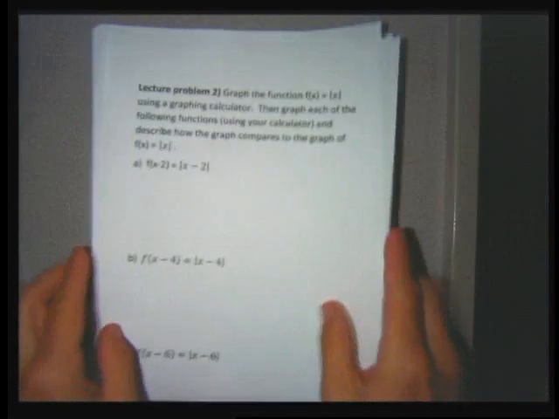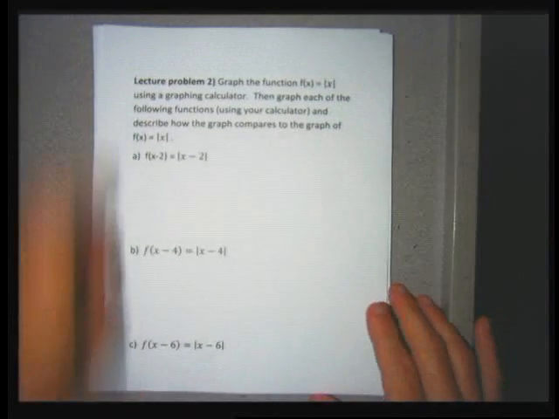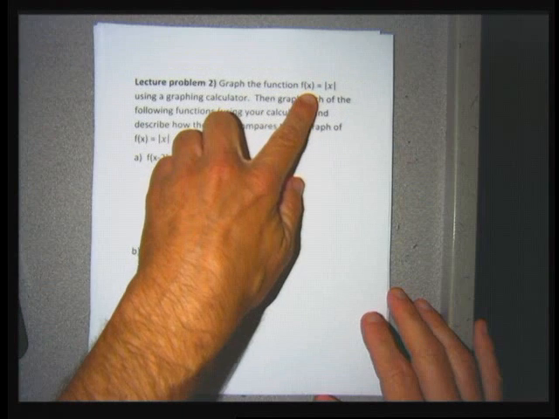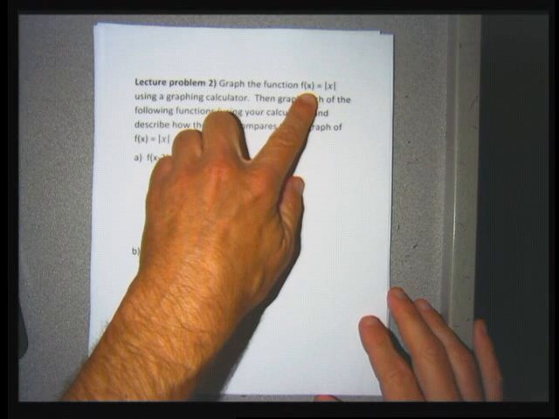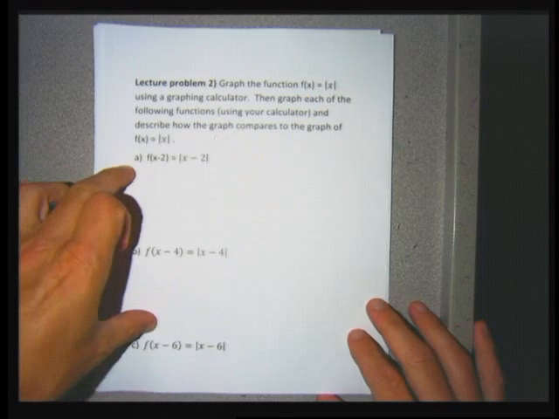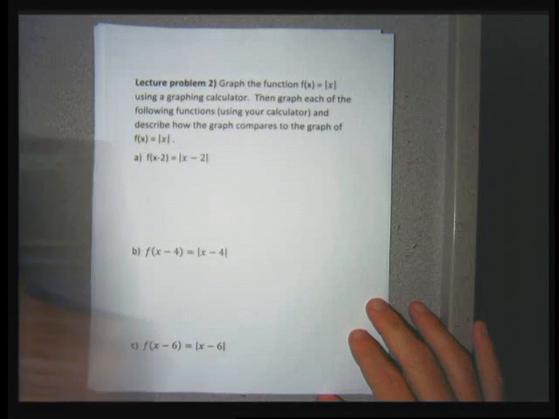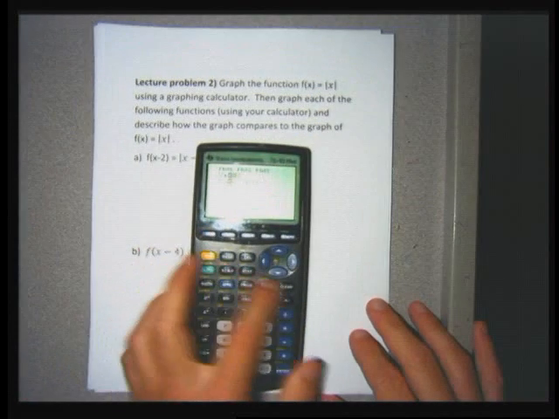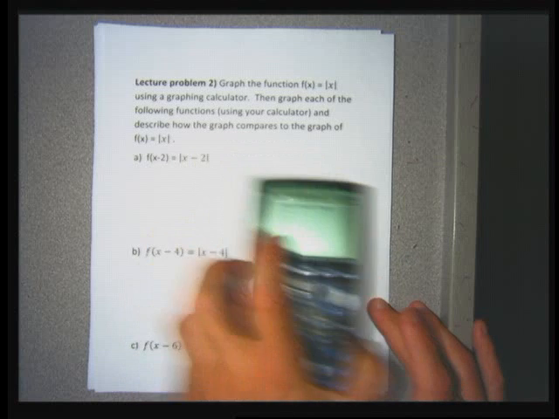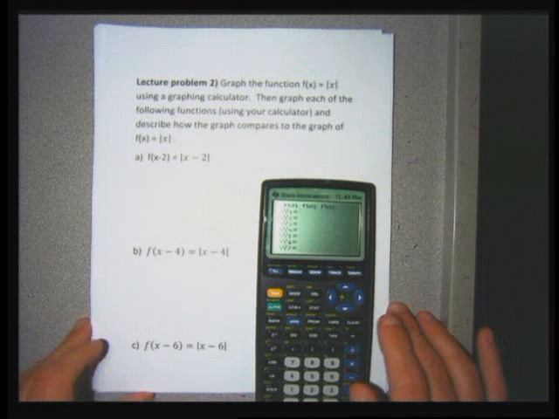Two wants me to do something similar. The instructions say start by graphing the function absolute value of x, and then graph each of these and describe how they compare. So I'm going to start off by clearing out the functions that I have in my calculator and graph the absolute value of x.